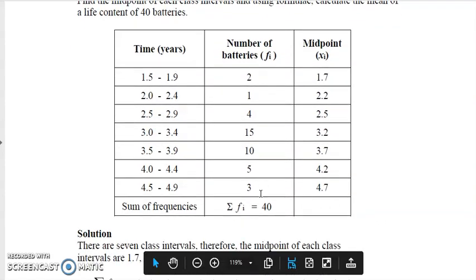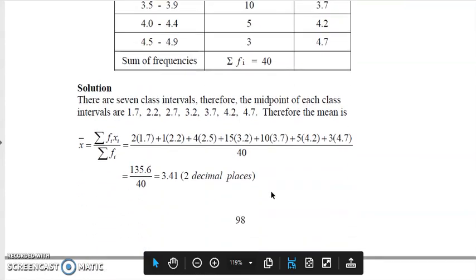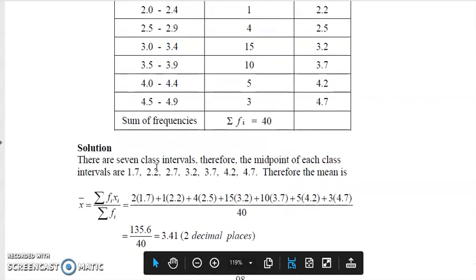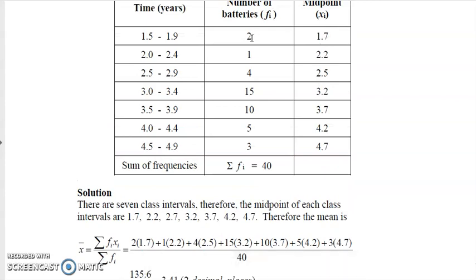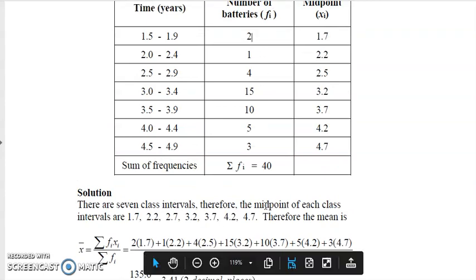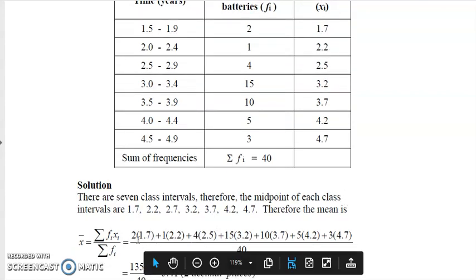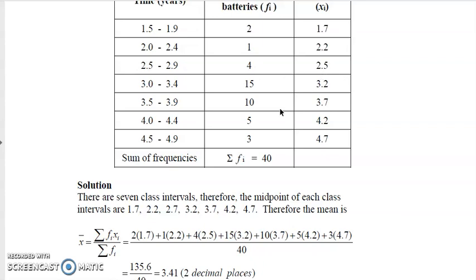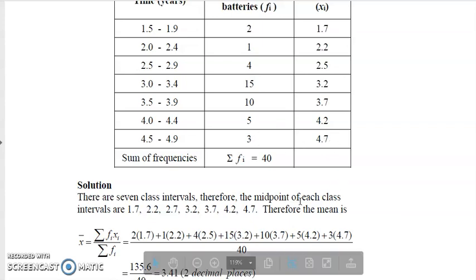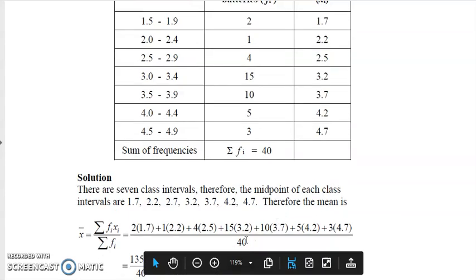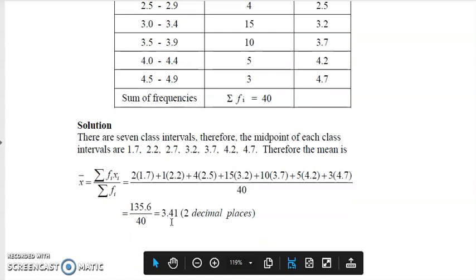Find the midpoint for each of the class intervals, and then you are going to identify the sum of the frequencies. So what can you do? You are going to multiply each of the midpoints with each of the frequencies and then add up everything. So you can see from here, we'll be having 2 times 1.7 plus 1 times 2.2 plus 4 times 2.5 plus 15 times 3.2 plus, and until the end, 3 times 4.7, and total up everything and divide by 40. 40 is what? 40 is the sum of the frequencies. So therefore you'll be having 3.41 as your mean.